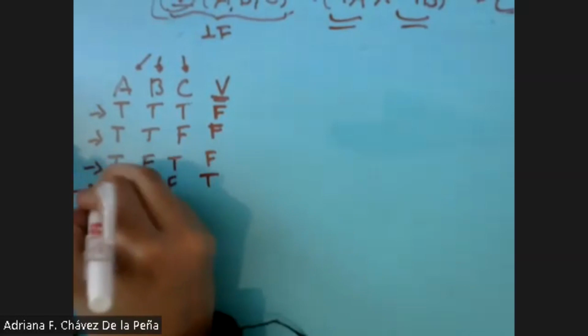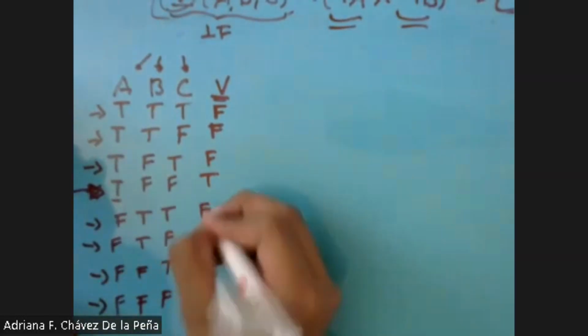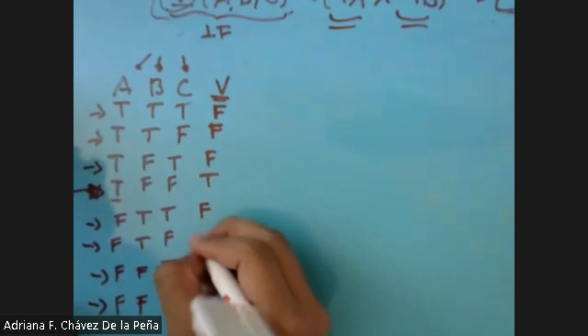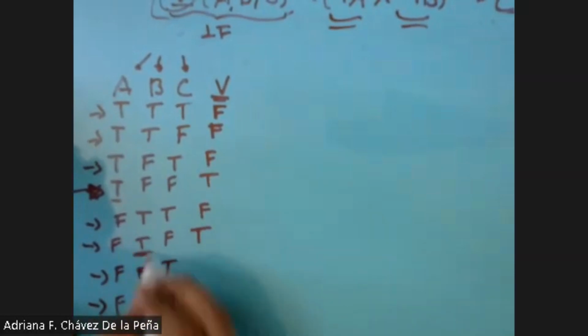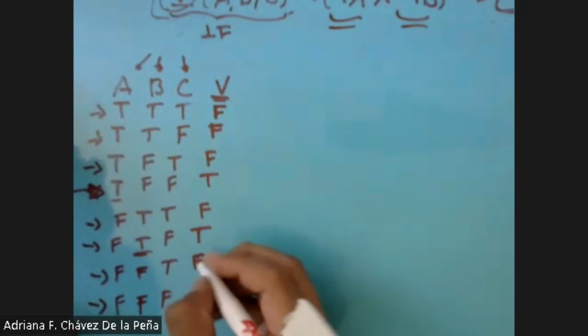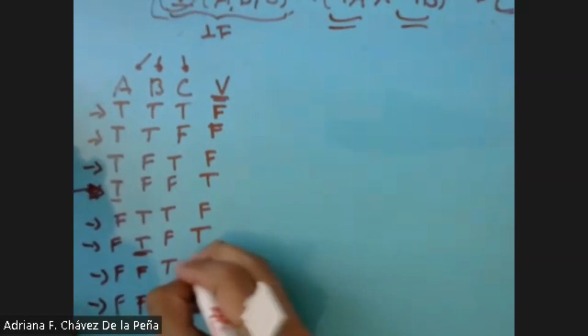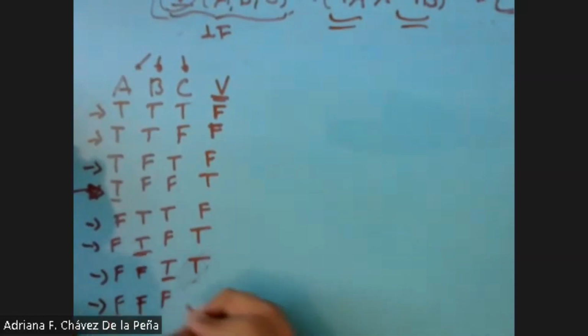Here we have that it is true because only A is true. Again, false because we have two truths. True because only B is true. True because only C is true. And then here we have it false because none of them is true.